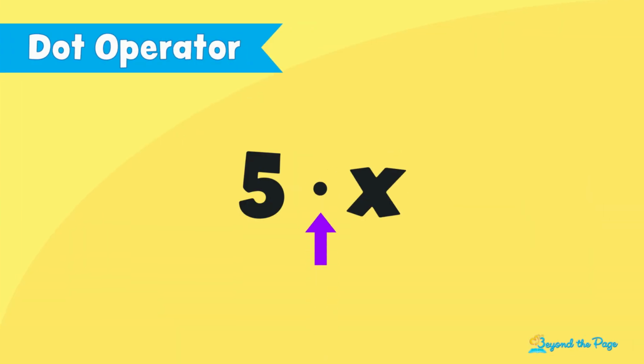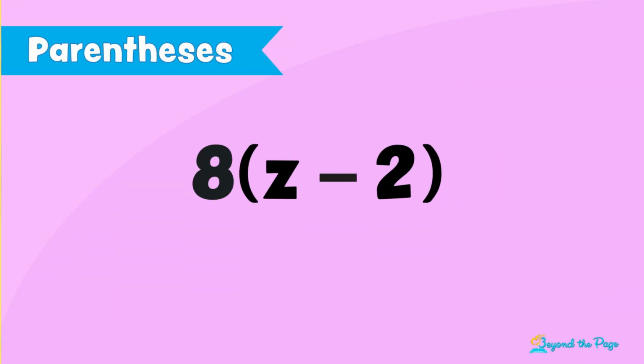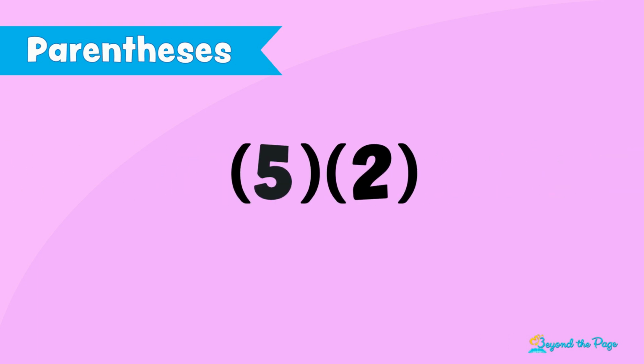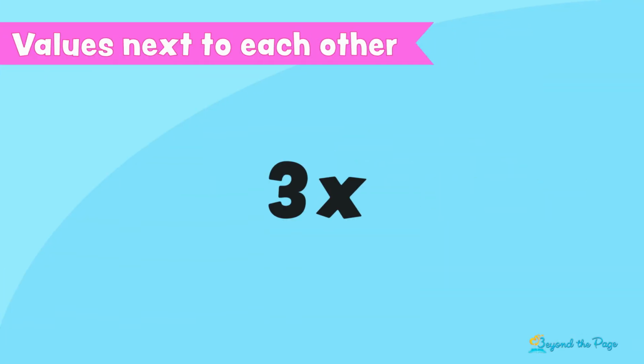The dot operator. To prevent confusion with x and the multiplication sign, mathematicians often use a dot operator between the values being multiplied. The parentheses. A numeral or variable outside of a set of parentheses means that the value is multiplied by whatever is inside the parentheses. In this example, 8 is multiplied by the value of z minus 2. You can also have more than one set of parentheses such as this, which means the same as 5 times 2. And finally, multiplied values next to each other.